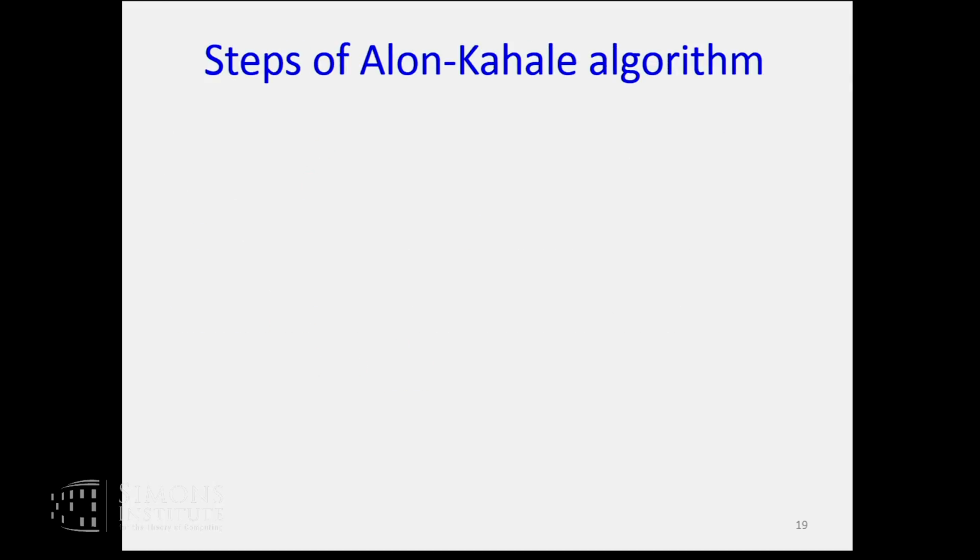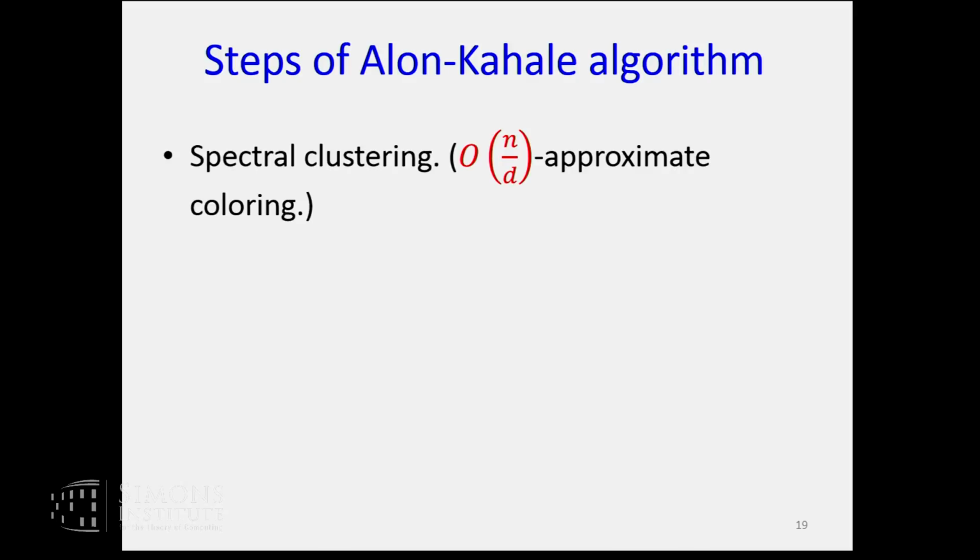So now we can describe the Alon-Kahale algorithm. It has several steps. The first step starts with a spectral clustering. I'll say a few words about it later. And after this stage, what you have is an approximate coloring. Most vertices are colored exactly as in the planted coloring, and some small fraction, n over d, 1 over d fraction, are colored differently, and this is also not a legal coloring.